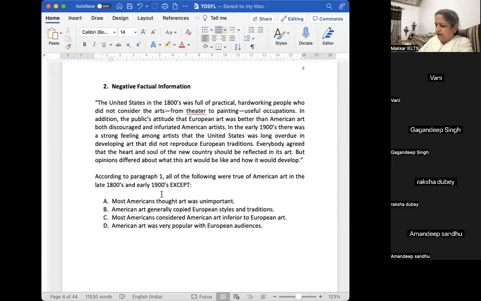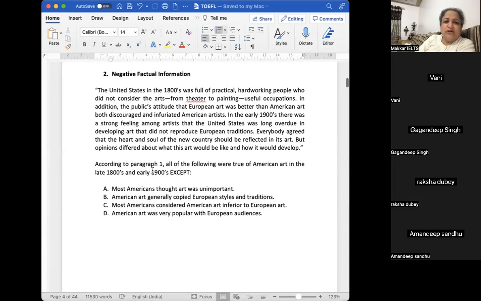Okay, what does this mean? That इसमें ना 4 जैसे options है. Out of those 4 options, 3 options will be correct, but you are being asked which option is not there, which is wrong. Okay, so that is the negative factual information. According to the paragraph 1, all of the following were true of American art in the late 1880s and early 1900s except. ठीक है, तो ये सारे करेक्ट थे एक्सेप्ट एक. तो जो नहीं दिया हुआ अंदर वो आपका आंसर है. जो रॉन्ग है अंदर, जो ऑपोजिट दिया हुआ है. Got it? This is called negative factual information.